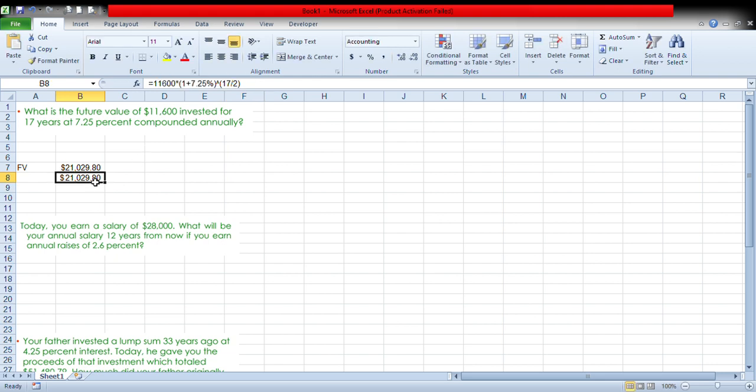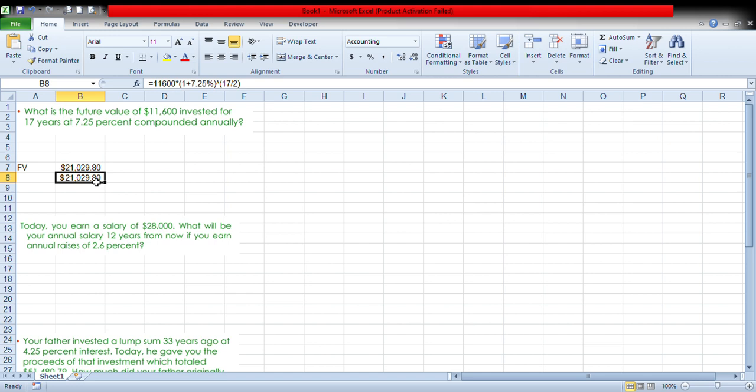You just need to apply this because the calculation is very difficult if you are doing it mathematically, but the Excel function is very easy. This is semi-annually, so that's how you calculate.